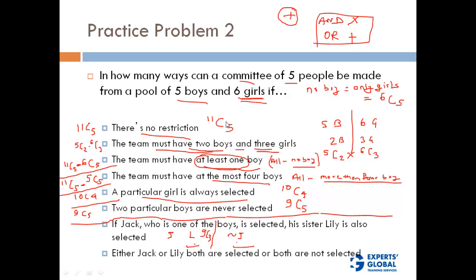Out of those 11 people, 2 are selected, so I am only left with 9 people, and I have only 3 seats, so I am only worried about picking 3 students. In this other case, Jack is not selected, but Lily may get selected or may not get selected. That doesn't have any bearing. So Jack is not selected, so I have 10 people to choose from, and I need to select 5 people. Jack is not selected, so he does not occupy any space on the committee. I still have 5 people to choose. So this is an OR case, so we just add those number of cases.